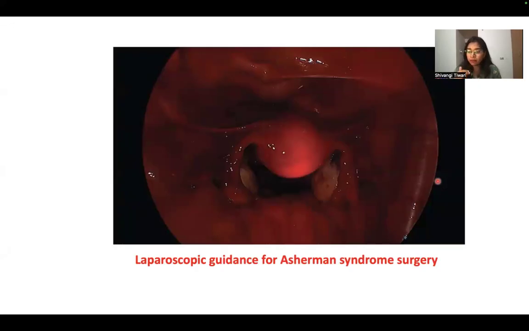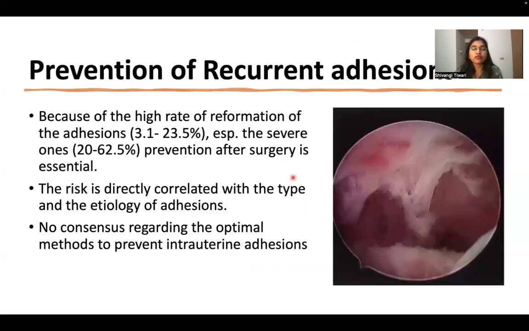सो हम करते क्या है, हम हिस्ट्रोस्कोपिकली लाइस कर रहे होते हैं एडहेशंस, और लेप्रोस्कोपिकली पोर्ट से देख रहे होते हैं यूट्रस को. तो जब ये रेड लाइट दिखने लगती है, तो इसका मतलब है कि हमारा, मतलब एडहेशन कंप्लीट हो गया है और मायोमेट्रियम के बहुत क्लोज है. तो अगर हम इससे ज्यादा करेंगे तो इसमें रिस्क ऑफ यूट्राइन परफोरेशन है. दैट इज नोन एज ग्लो साइन. Glow sign. Laparoscopic guidance for Asherman syndrome surgery. Glow sign. Next is prevention of recurrent adhesions.